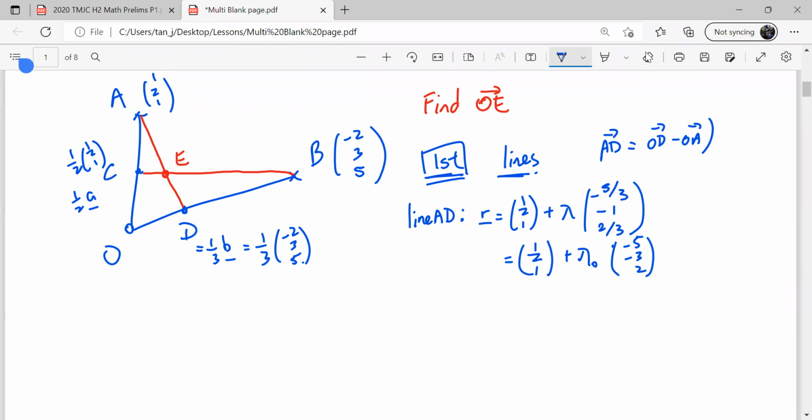Correct. So why is it lambda naught? Because I want this fraction easier to solve later. Line BC.